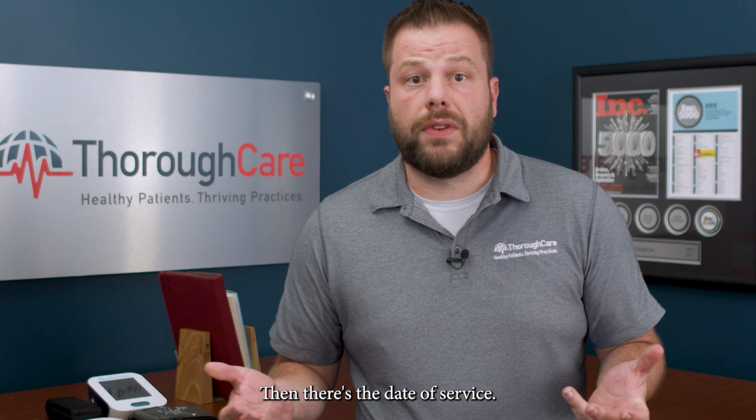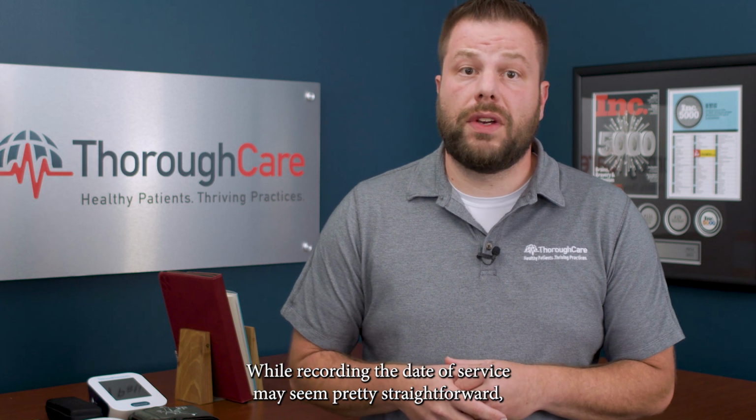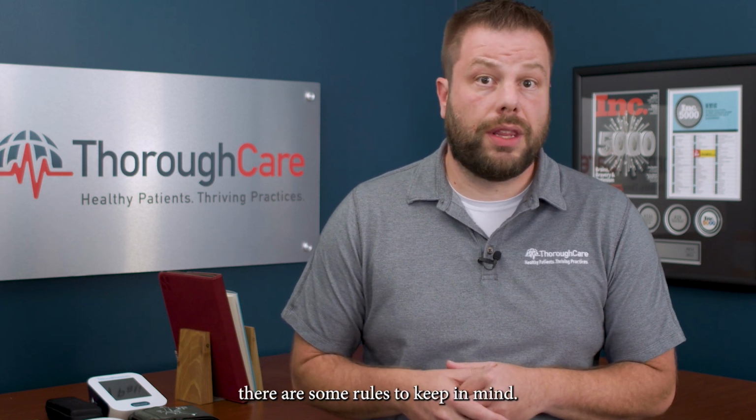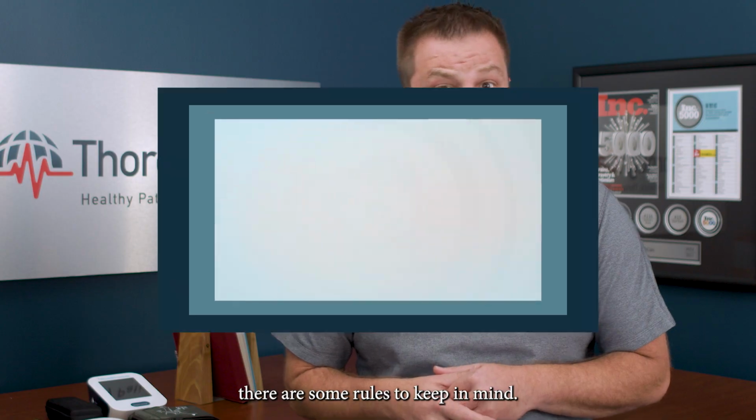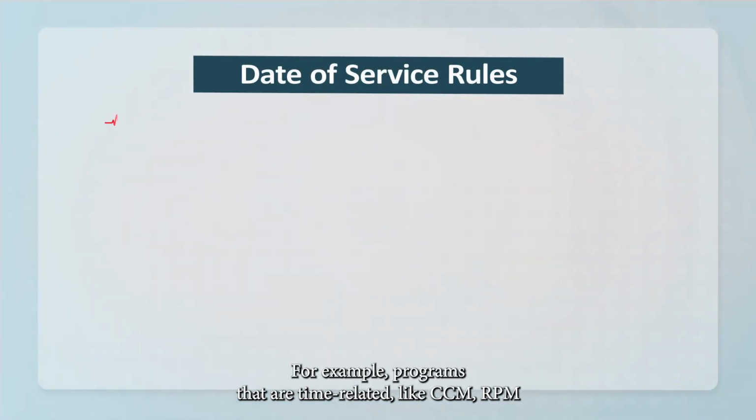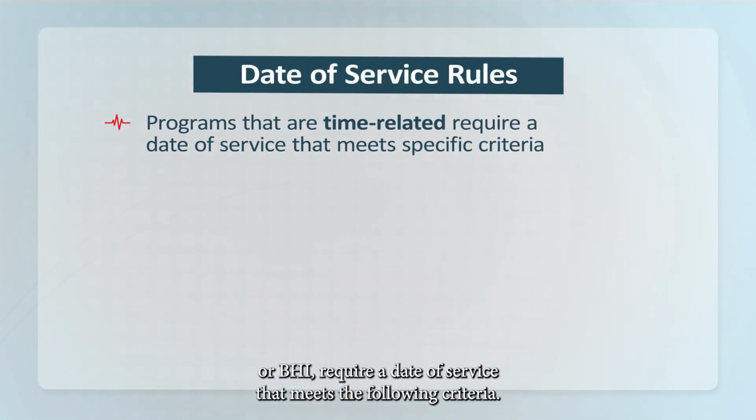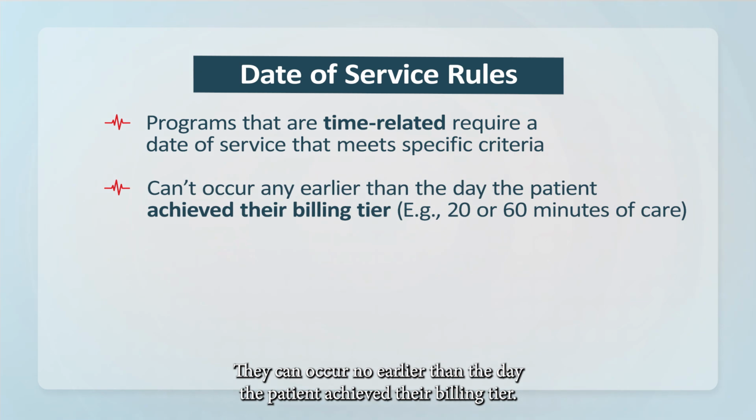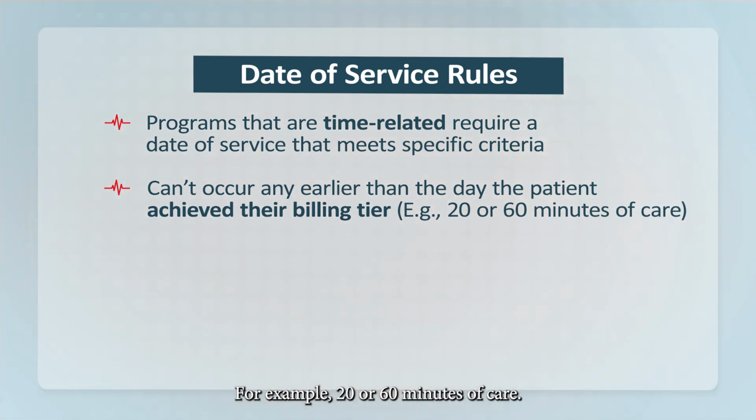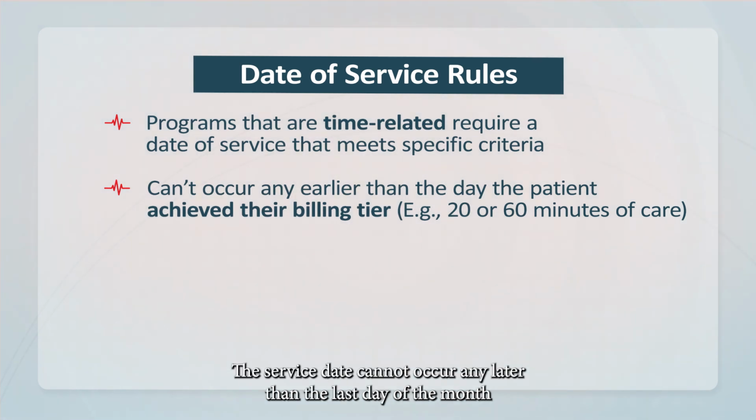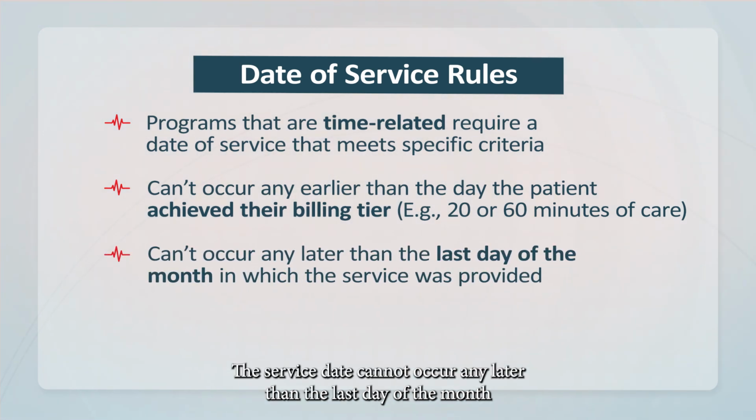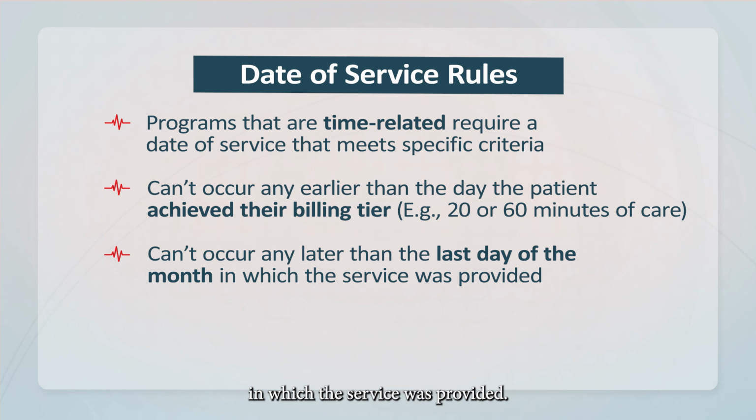Then there's the date of service. While recording the date of service may seem pretty straightforward, there are some rules to keep in mind. For example, programs that are time-related like CCM, RPM, and BHI require a date of service that meets the following criteria. They can occur no earlier than the day the patient achieved their billing tier, for example, 20 or 60 minutes of care. The service date cannot occur any later than the last day of the month in which the service was provided.